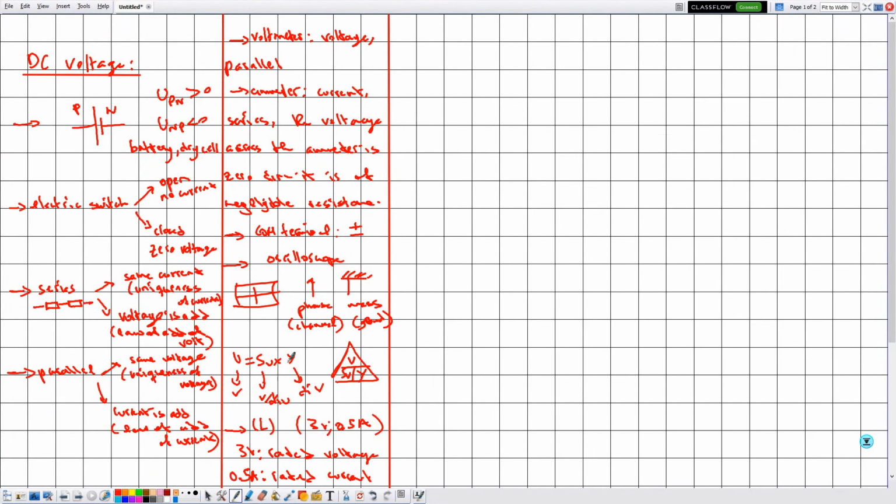And we can add something related to identical components. If the components are identical, then they're gonna have the same voltage and the same current. Now let's move to a new topic, which is a new chapter, which is the resistors.